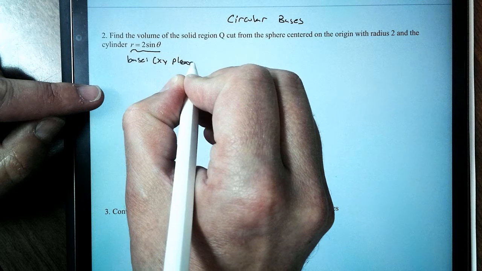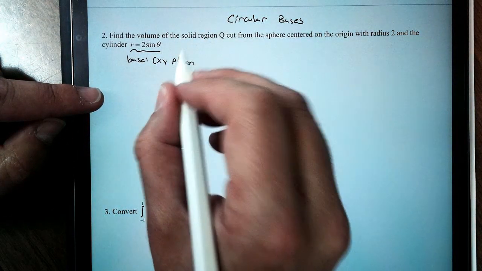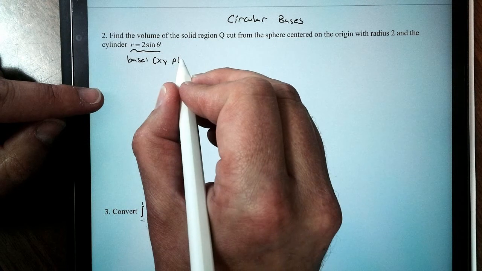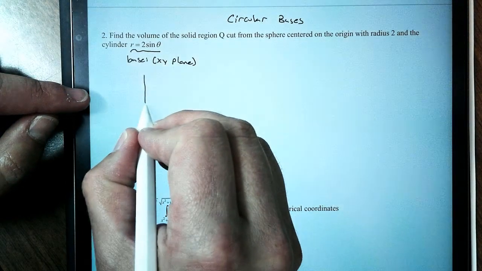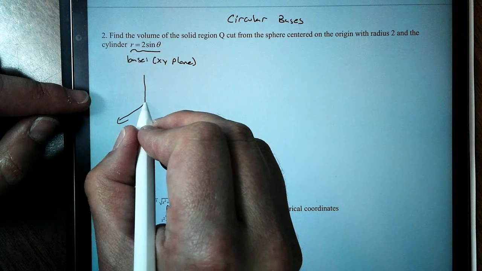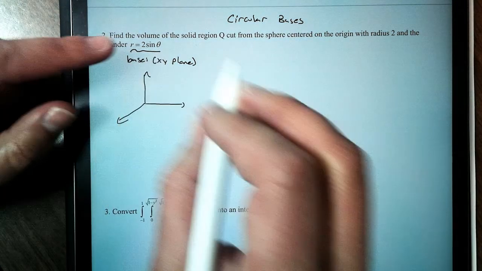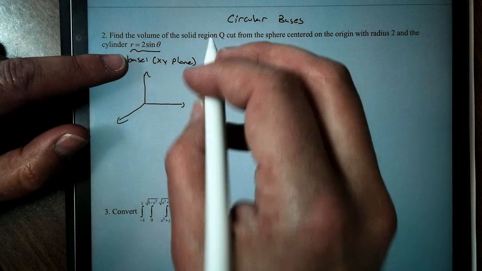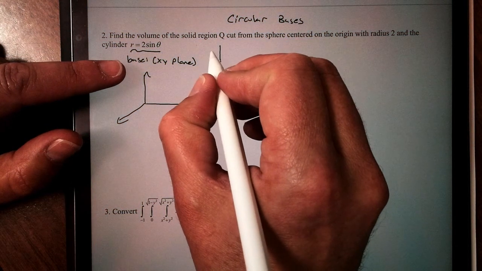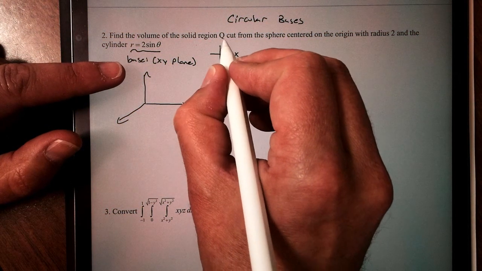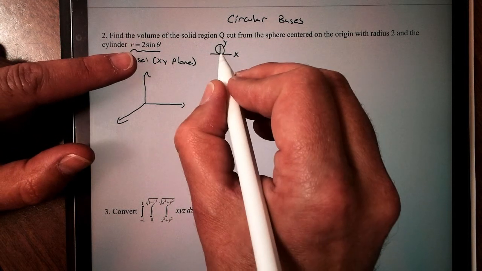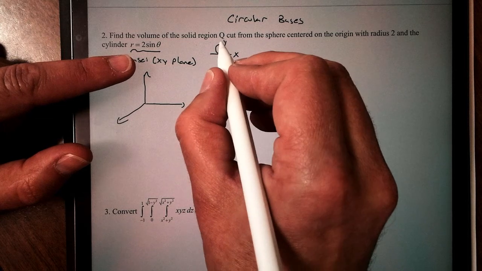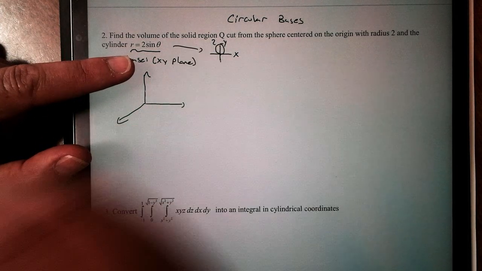So, whoops, there. No, can't spell plane very well today. There we go. Plane. So let's see what this looks like if we were to graph it out. To graph r equals 2 sine theta, let's review that. That is a polar graph on the xy plane, and it's going to look like this with a diameter of 2 right there. So that's how we would graph this r equals 2 sine theta.